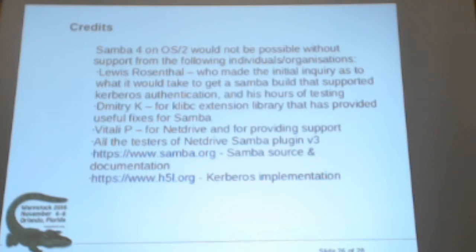Dimitri, the KLibc extension library, there's some really useful fixes for Samba within that code that have made it possible to remove some workarounds and make things work as they are intended. Vitaly for NetDrive and all his support. Vitaly, I think Lewis mentioned yesterday, he sent him a question, he never says no. He's always willing to look and investigate issues, which is really useful.